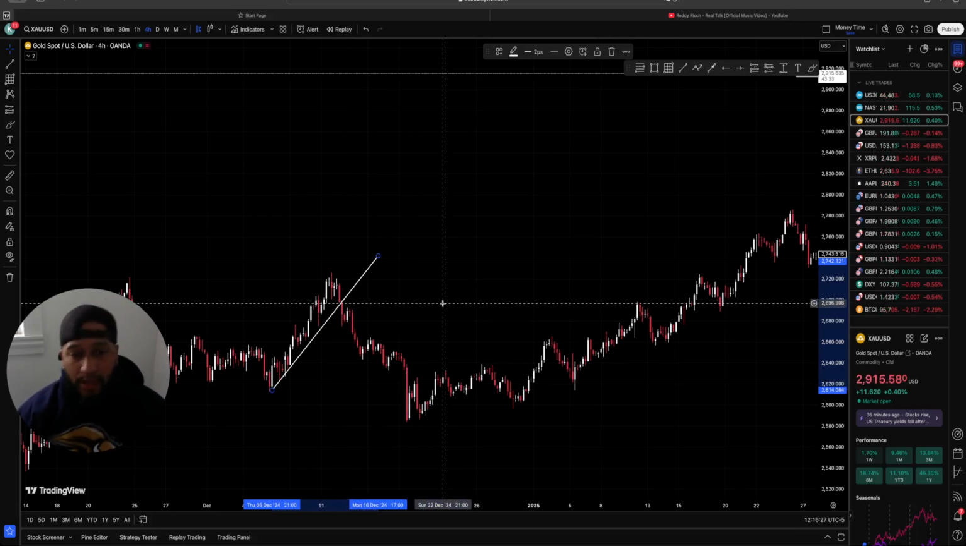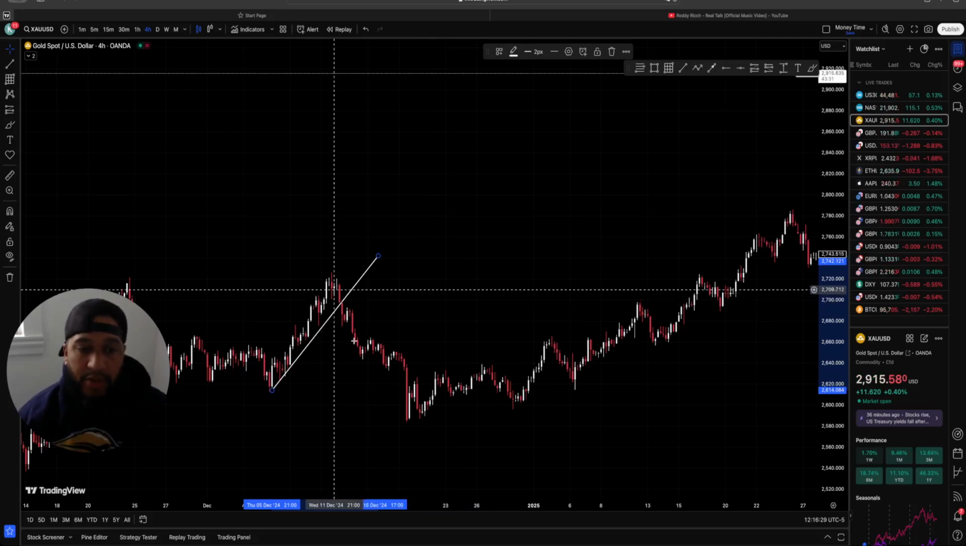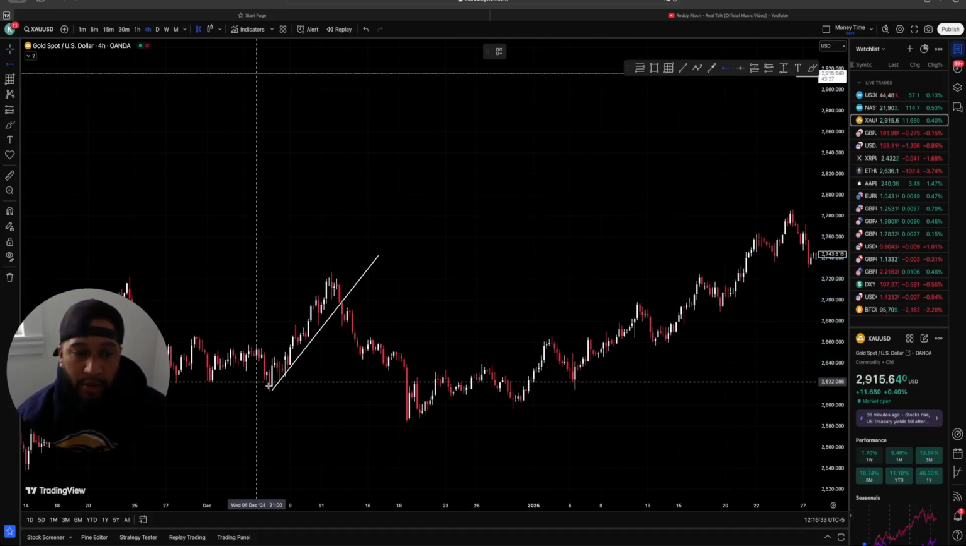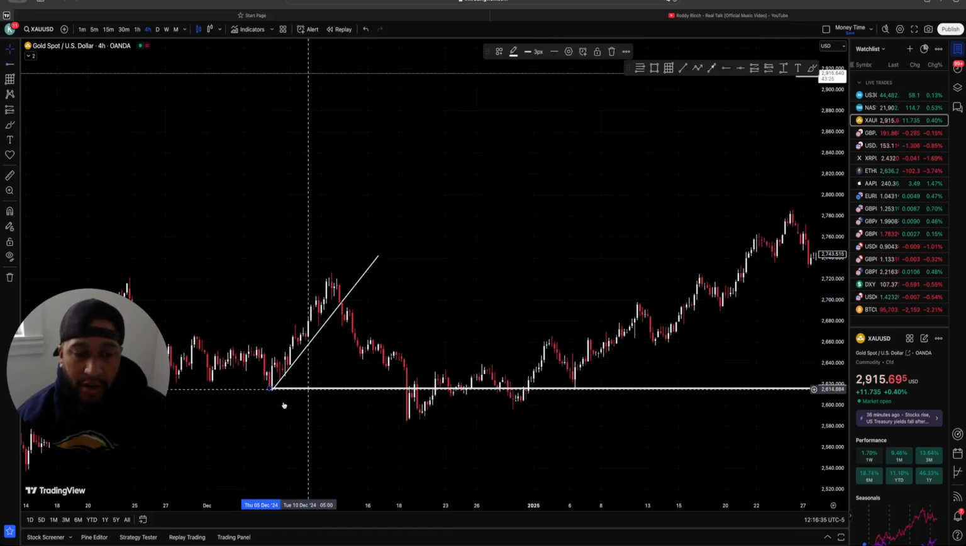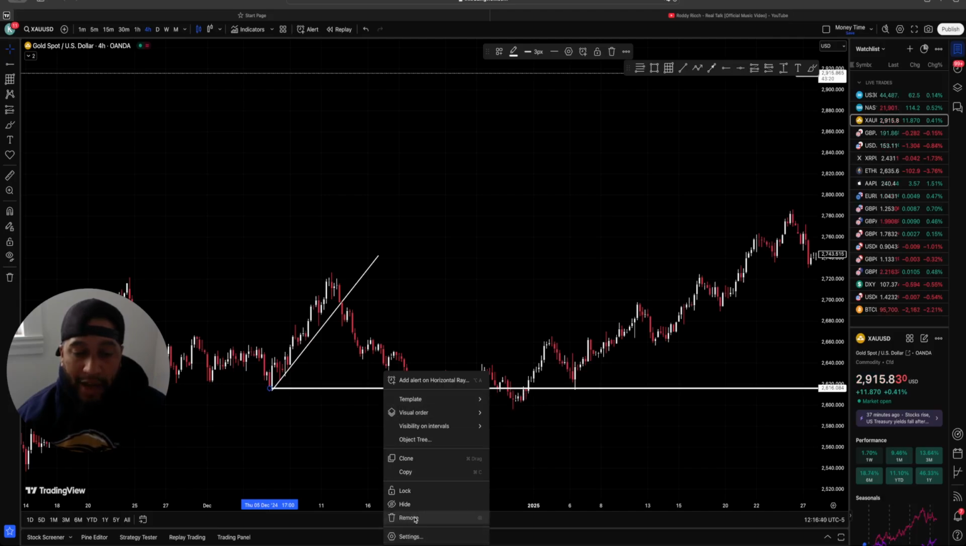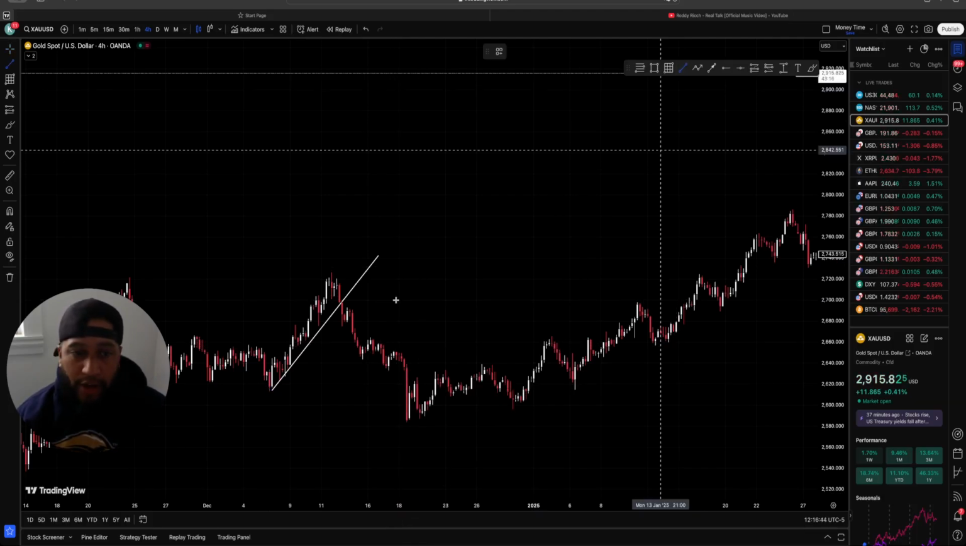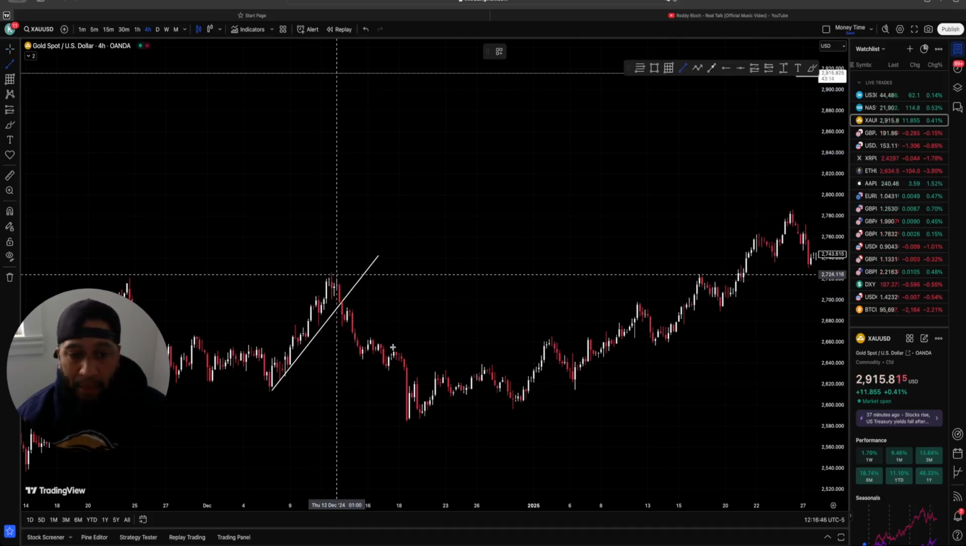Now, you could do a couple different things. You could take that trade down to the previous lows here, and then close your trade. Or if you're looking to actually catch the trend, what you could do is just wait until price breaks the upper trend line.